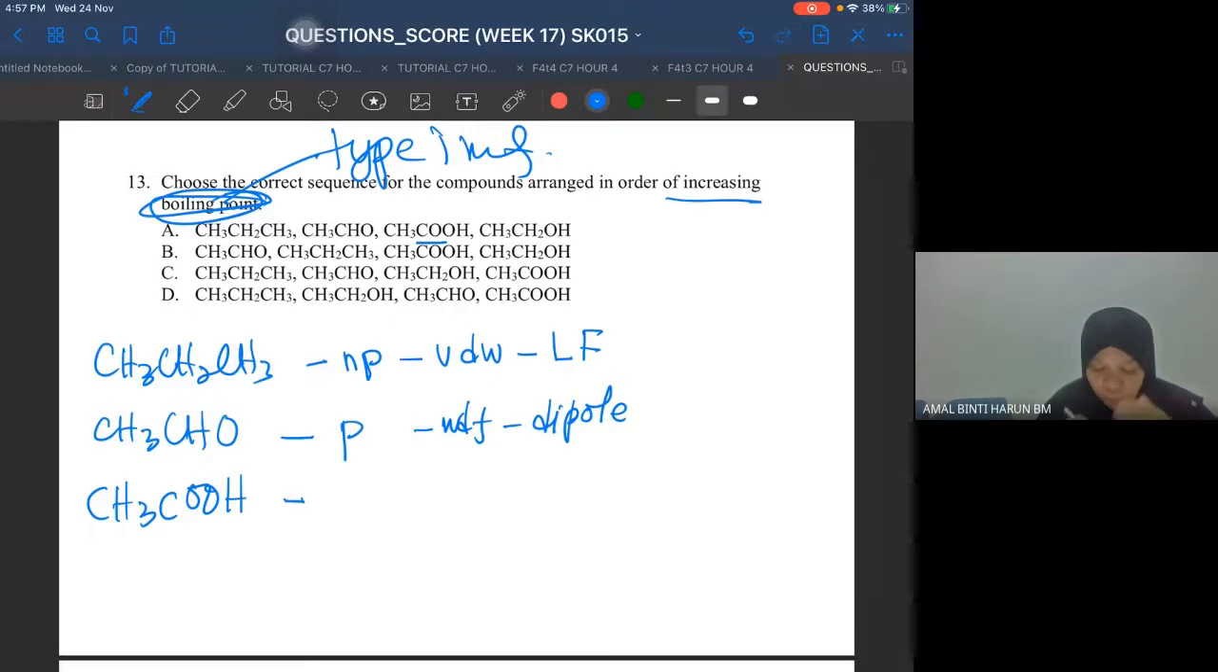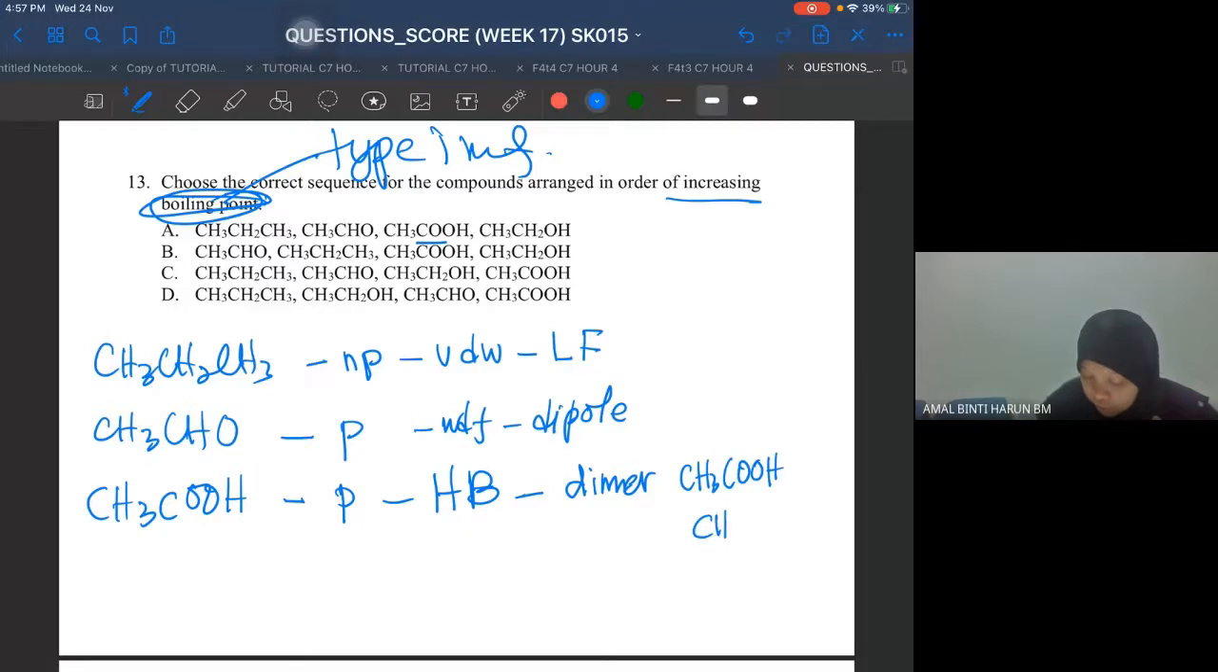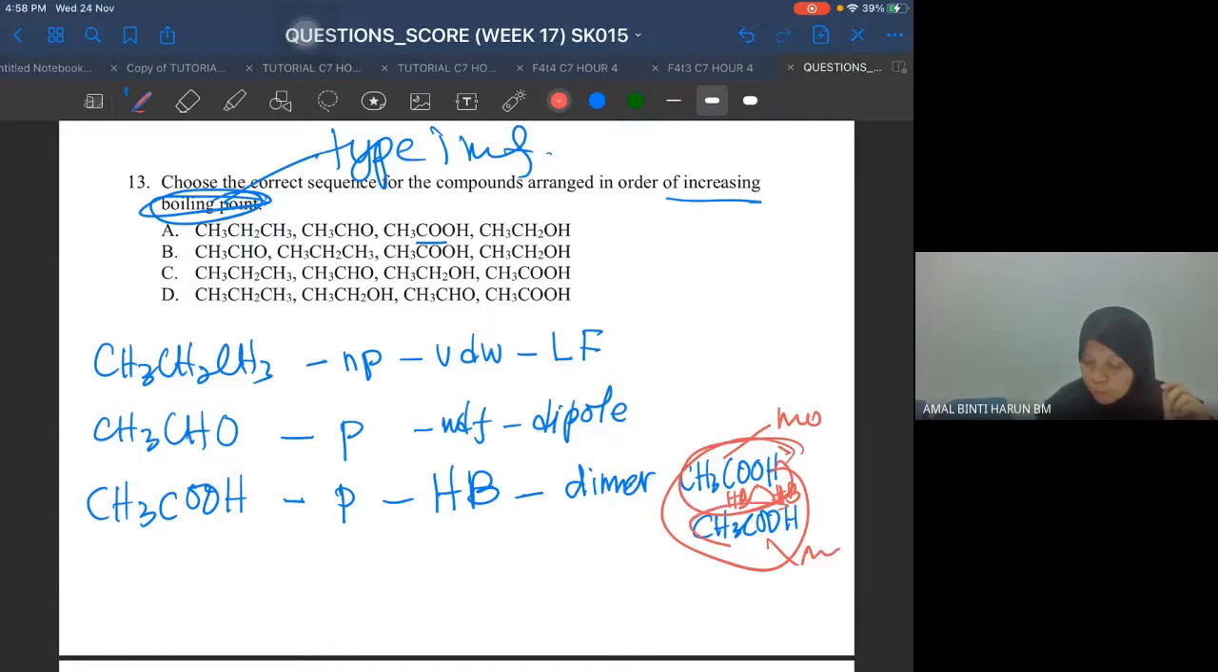COOH. Okay, this one is carboxylic acid. It is polar. Okay. So you will learn specifically once you see this COOH, it is hydrogen bond. Hydrogen bond. And it can form dimer. Means between the molecules, this CH3, COOH and CH3, COOH, it has two hydrogen bonds. Okay. So it is like joining together. Dimer means one monomer plus one monomer becomes a dimer. Dimer. Dimer, di means two.